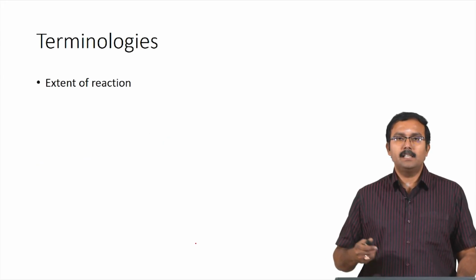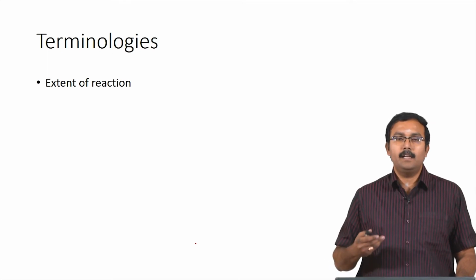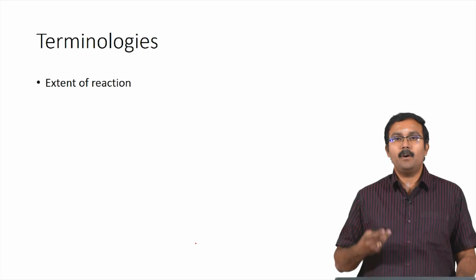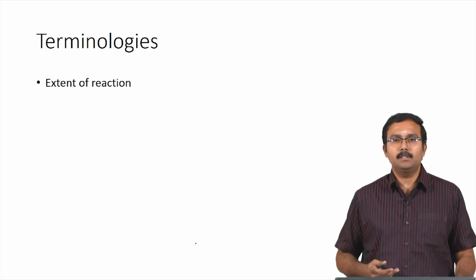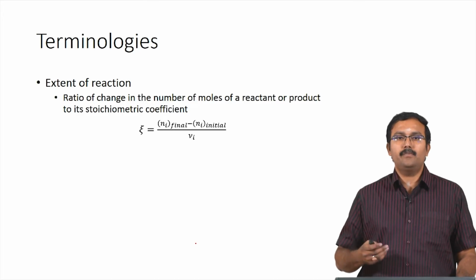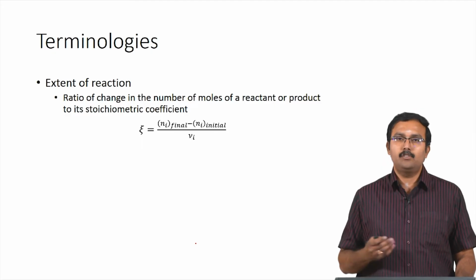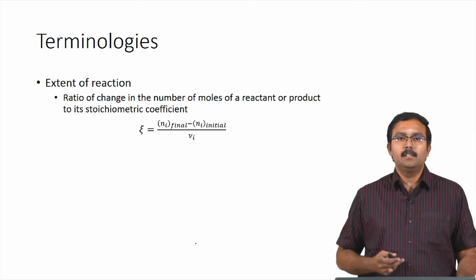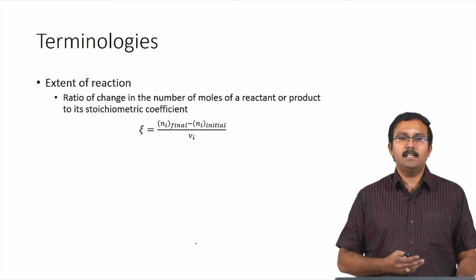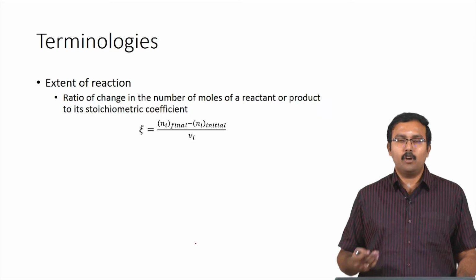Extent of reaction is another terminology which is used when we perform material balances, and this will also be used when we perform energy balances for reactive processes. So, extent of reaction is defined as the ratio of change in the number of moles of a reactant or a product to its stoichiometric coefficient. So, the equation is given here. The number of moles in the final condition minus the number of moles which was present initially divided by the stoichiometric coefficient will give you the extent of reaction.